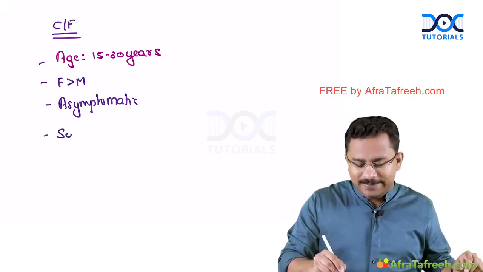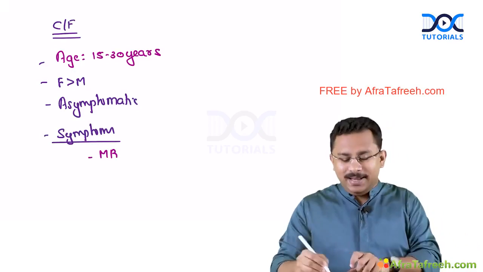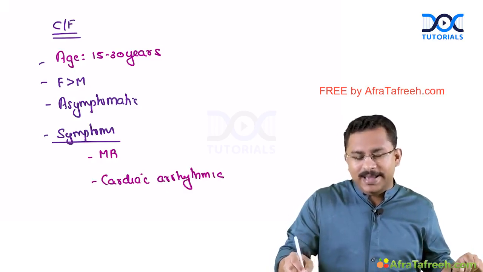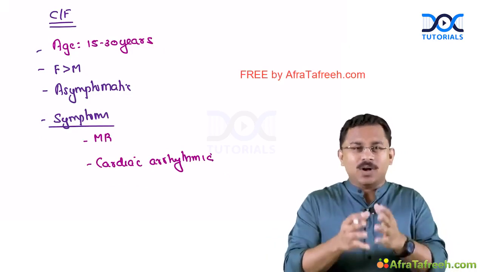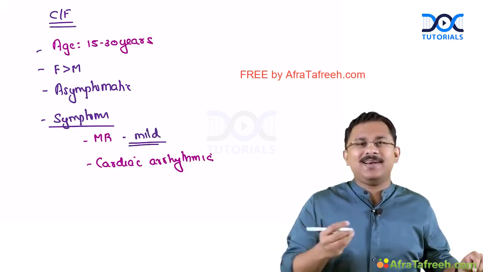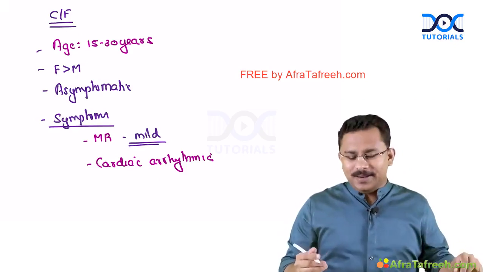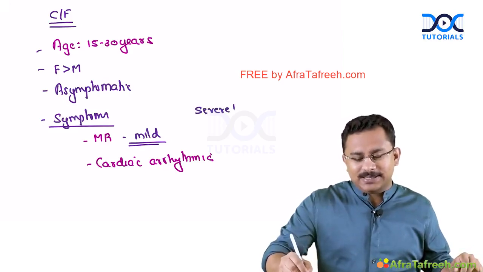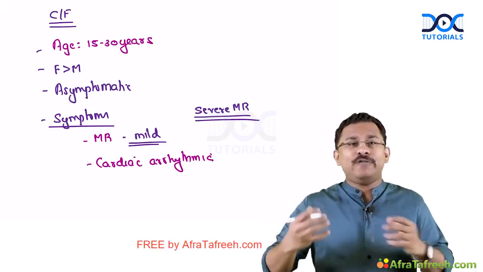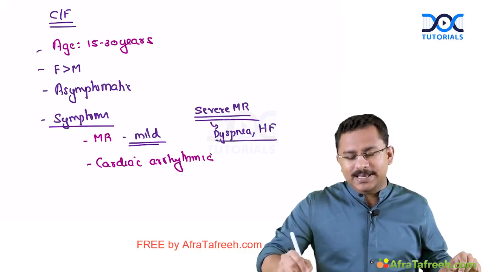Okay, so suppose a patient develops symptoms. The symptoms are often due to either a significant mitral regurgitation or a cardiac arrhythmia. The majority of MVP patients, however, have a mild MR. If at all the MR occurs, it is usually a mild, trace MR, and severe mitral regurgitation is uncommon. But there is a rare subset of patients, usually above 50 years, who can progress to severe mitral regurgitation, where patients can develop dyspnea and heart failure.